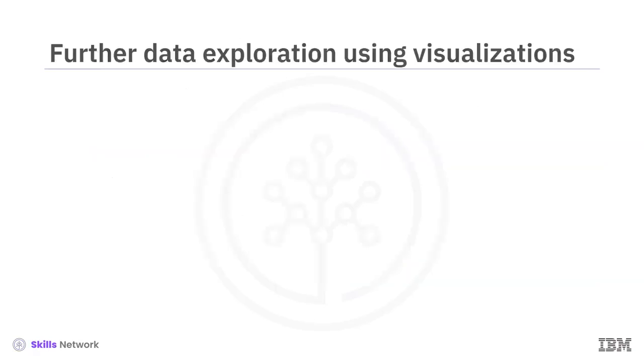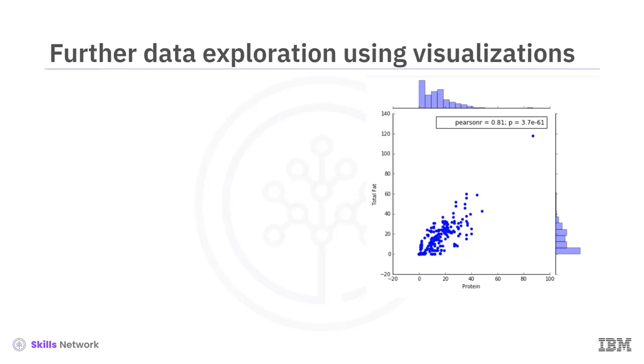Visualizations are very useful for initial data exploration. They can help us understand relationships, patterns, and outliers in the data. Let's first create a scatter plot with protein on the x-axis and total fat on the y-axis. Scatter plots are very popular visualization tools and show the relationship between two variables with a point for each observation.